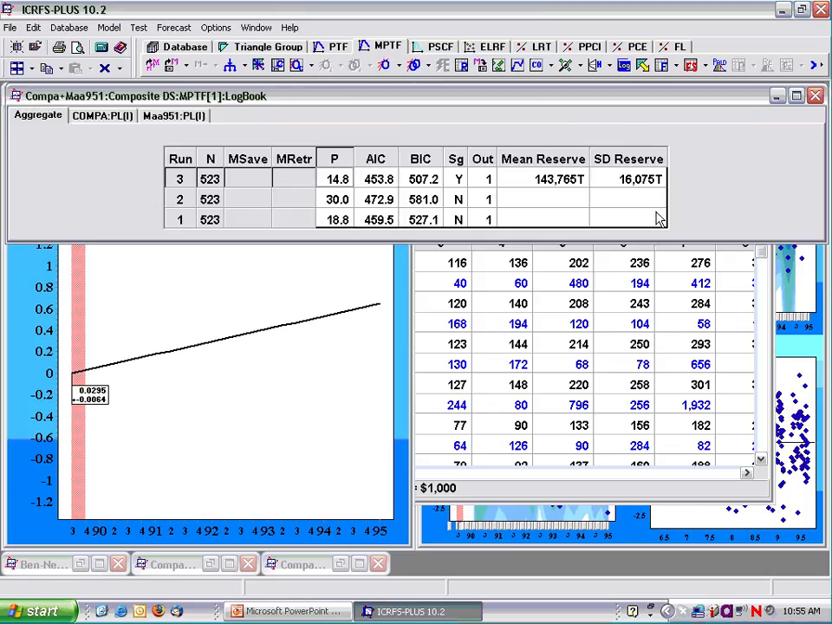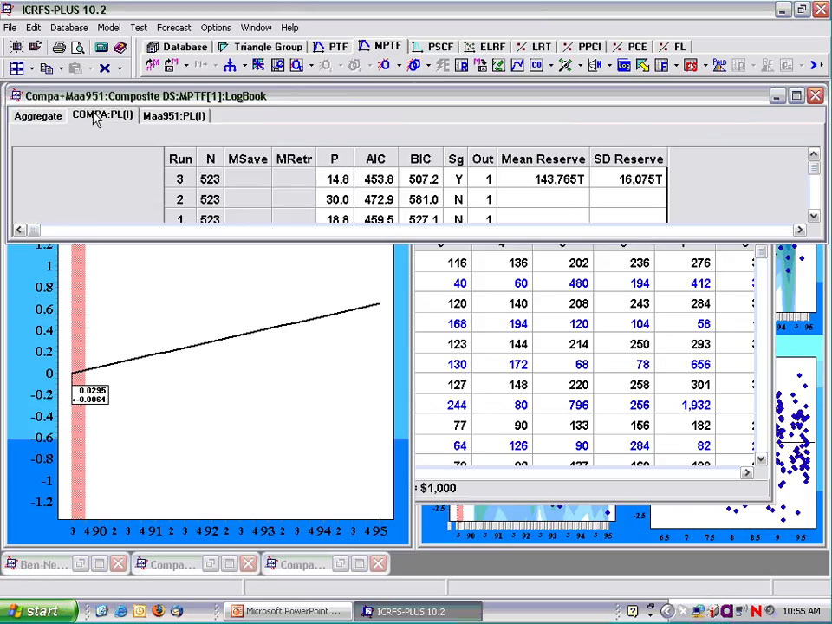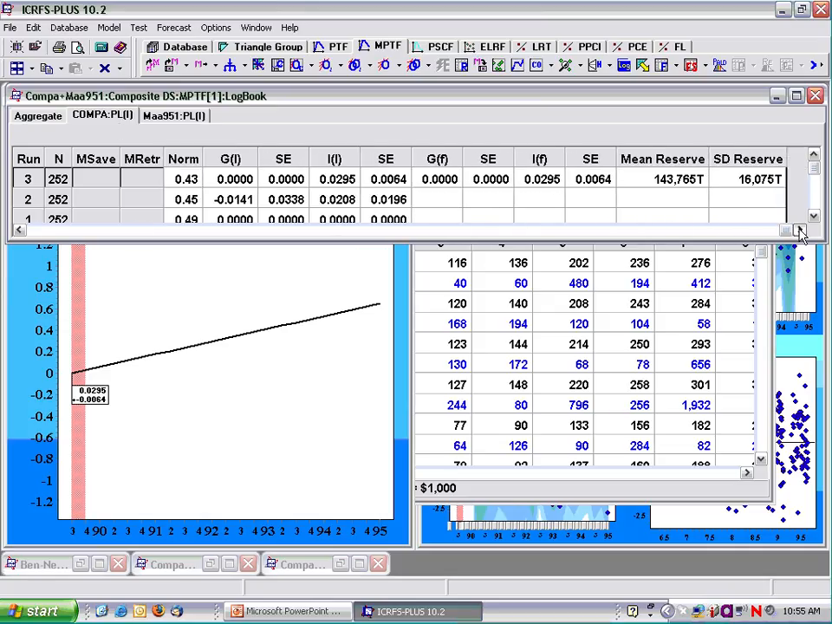So if I look at the logbook for company A, it's 143 million plus or minus 16 million, instead of what we had in chapter 2.3, where we assumed the trend was 0, which was 130 million plus or minus 13. So this is one example of credibility modeling where you use collateral data, but only the information in the collateral data that is related to your own experience is actually credibility adjusted.